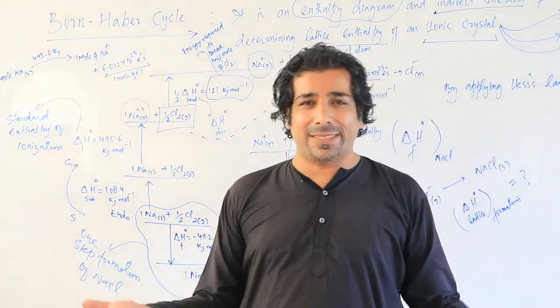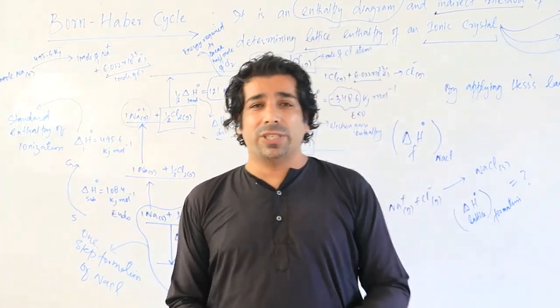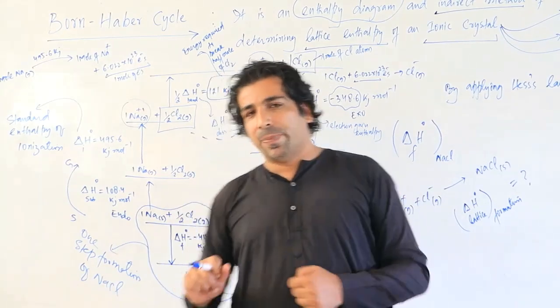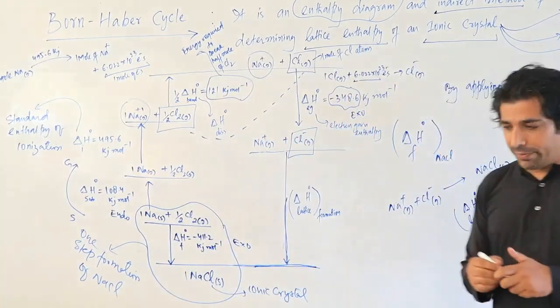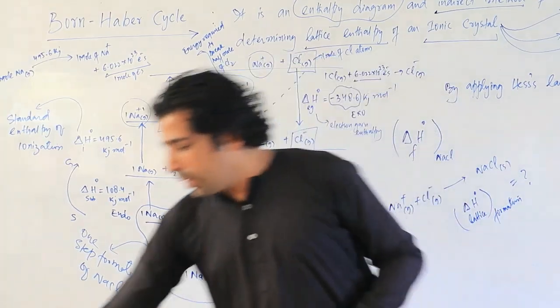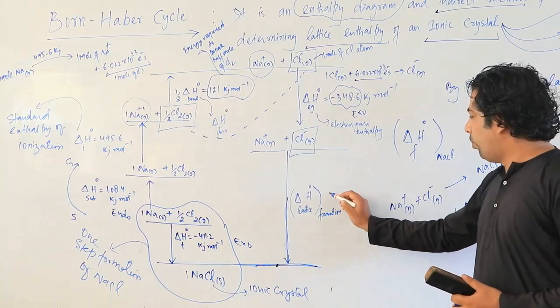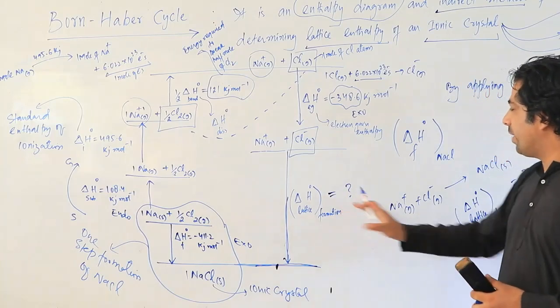Once you calculate lattice enthalpy of formation, the dissociation is exactly opposite of this. So don't worry at all. So let us see how to do all these things, my dear friends. Finally, this one is a question mark. We have to calculate this through the Born-Haber cycle. We don't know this energy value.